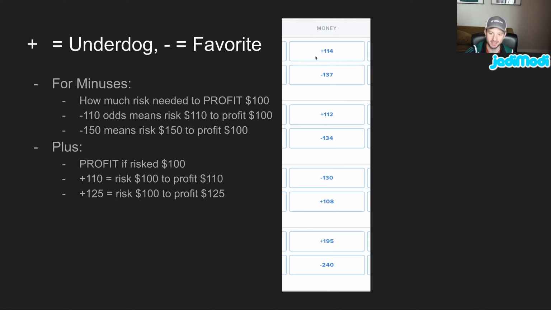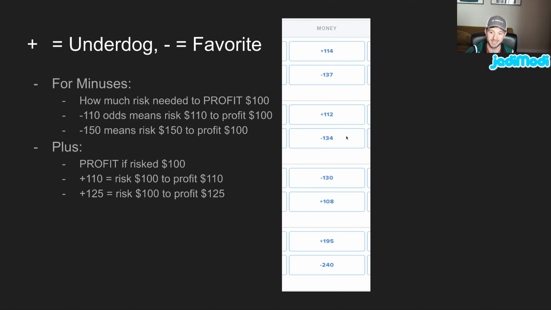Now, I took a screenshot here from odds directly from FanDuel. We see a bunch of numbers here. So again, if you see a plus, you can generally associate that with the underdog, minus for the favorite. When you see a minus, the number next to it is how much money you would need to risk in order to profit $100. So the most common thing you'll see in sports betting is like minus 110. That means you need to risk $110 to profit 100. Minus 150, you guessed it, means risk 150 to profit 100.